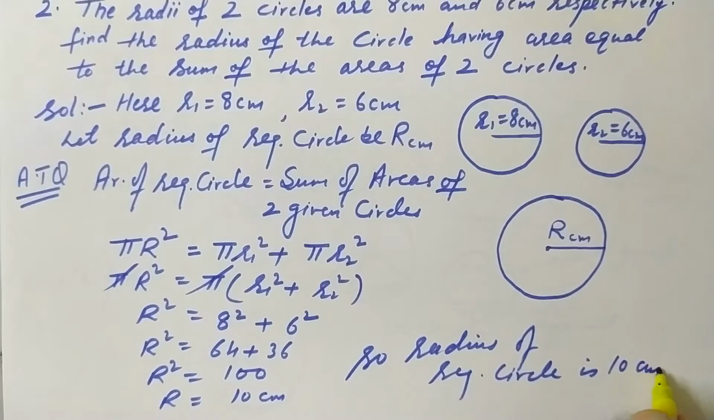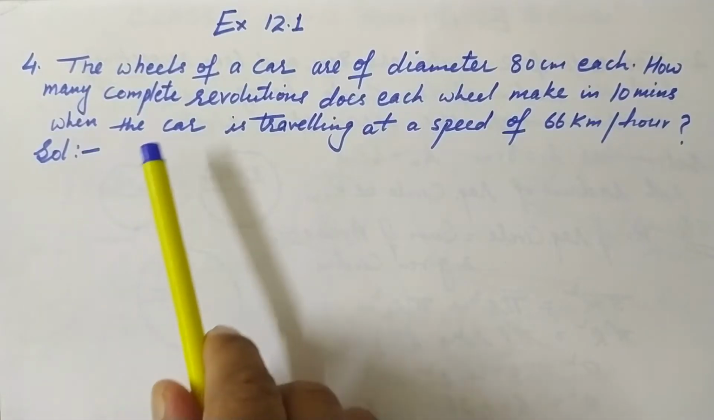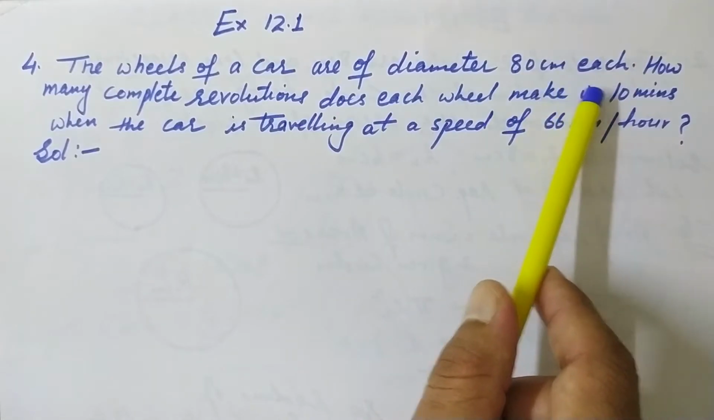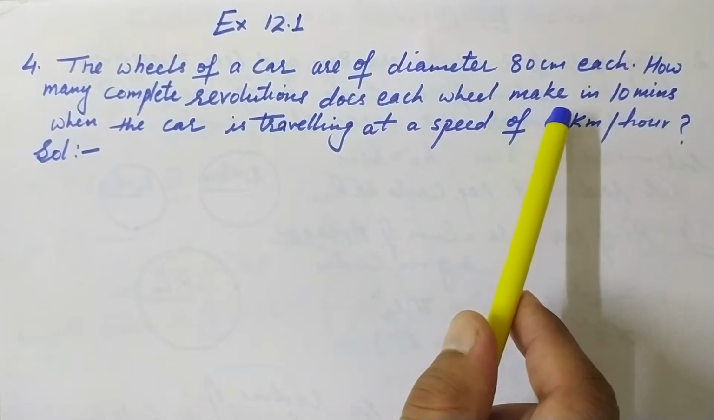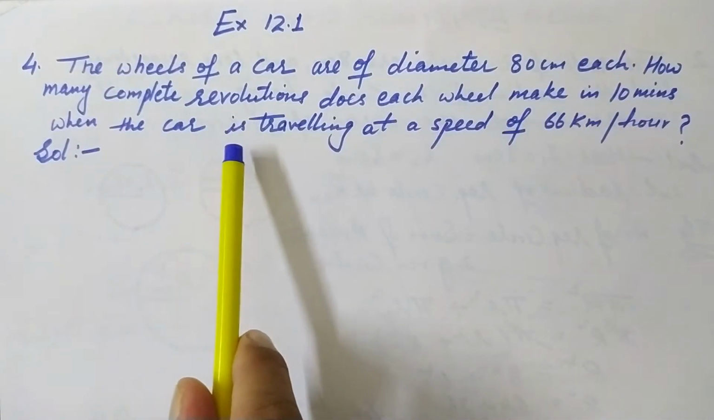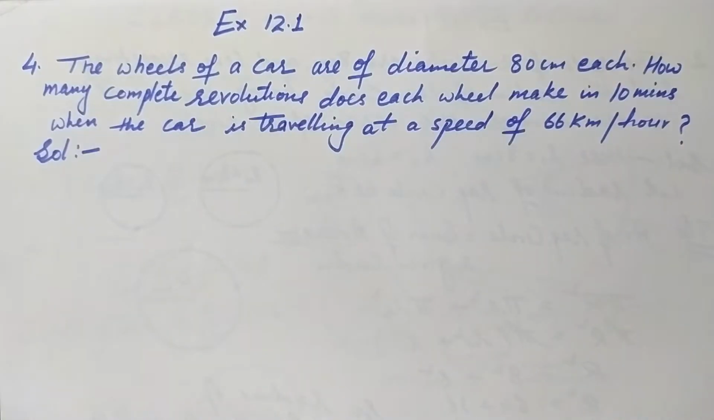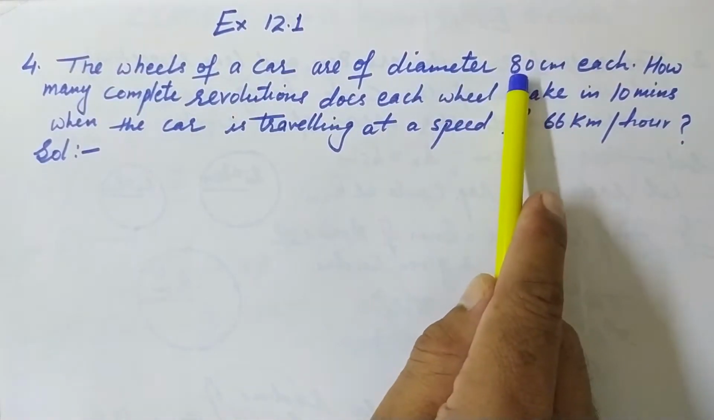This way we will solve this question. So let's do the next question. The fourth question is: the wheels of a car are of diameter 80 centimeter each. How many complete revolutions does each wheel make in 10 minutes when the car is traveling at a speed of 66 km per hour? So in this question, the wheel of the car has diameter 80 centimeter, so the radius of the wheel is 40 centimeter.